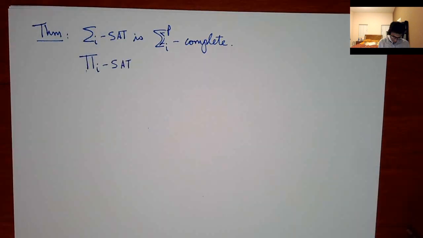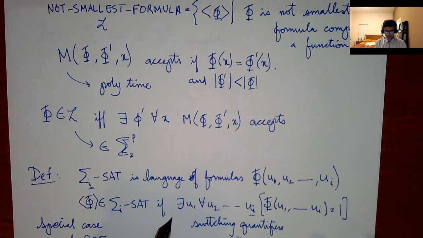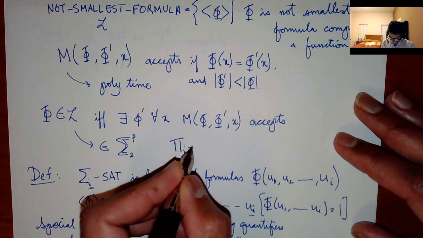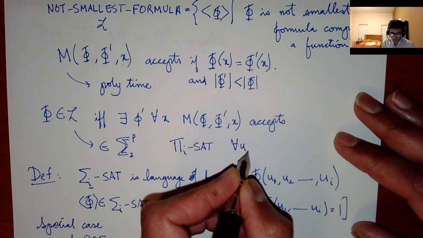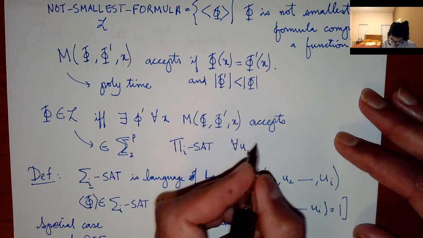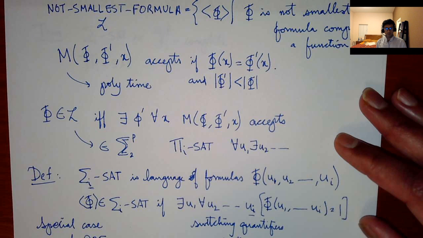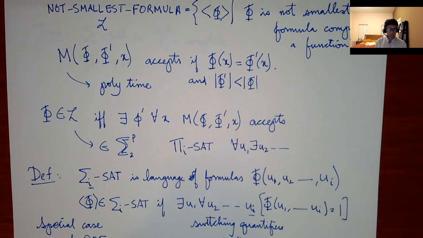So I should have said Sigma_i SAT is when it starts with this, and Pi_i SAT basically starts with a universal. So it's for all u1 there exists u2, and so on and so forth. It's just starting at a different point. And if you think about it, it's basically just the negation of this language. Or I'm sorry, the complement of this language, which is obtained by negating this entire condition.